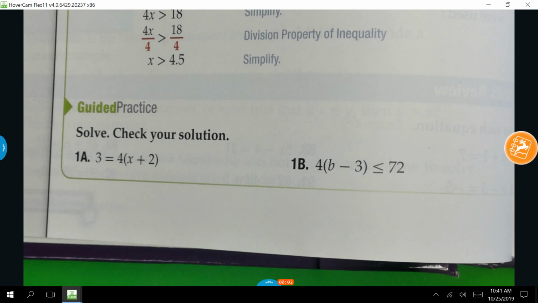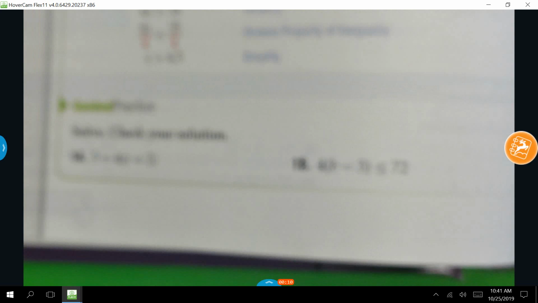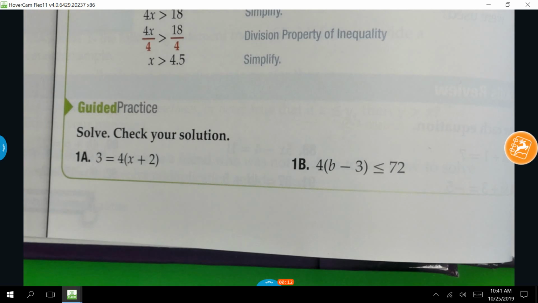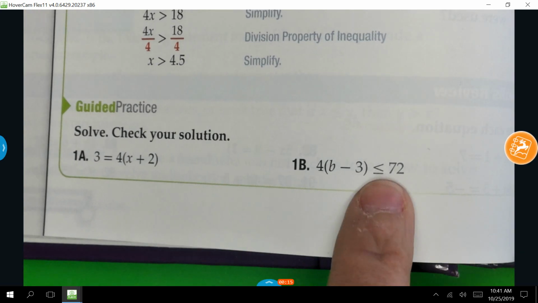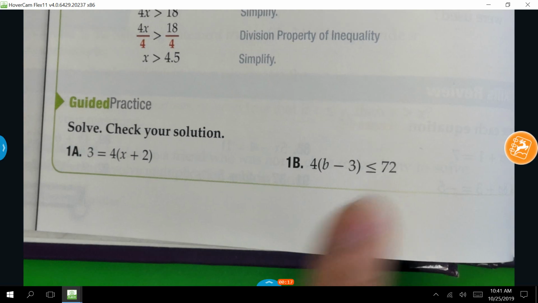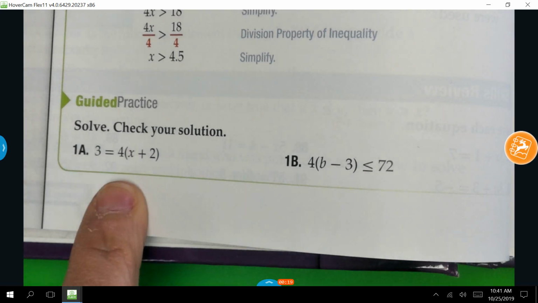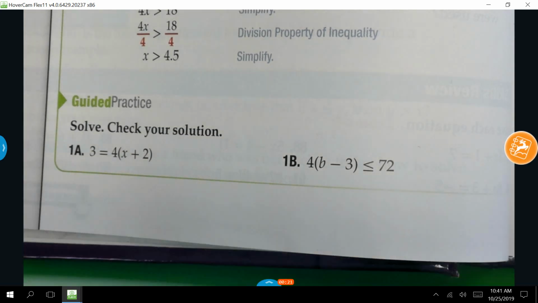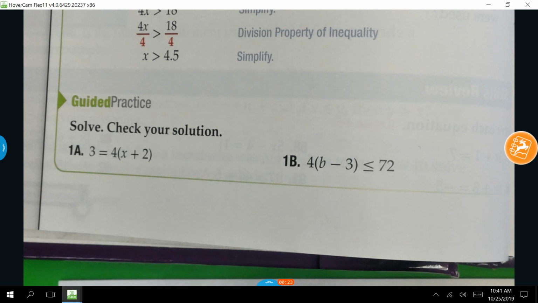Alright, so the lesson is 5-5. The actual problems are in 253. It's 1 through 11. Now the real lesson says solving multi-step equations and inequalities. This is an inequality. We're not doing that today. We're not going to do any of the inequalities. We're just solving multi-step equations, which is what you did yesterday, but today you'll have a few special cases.